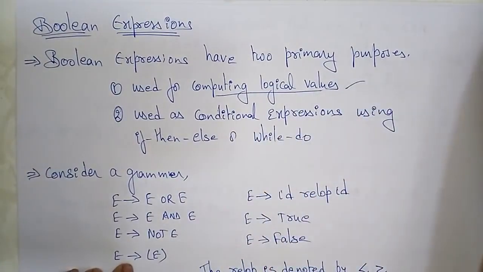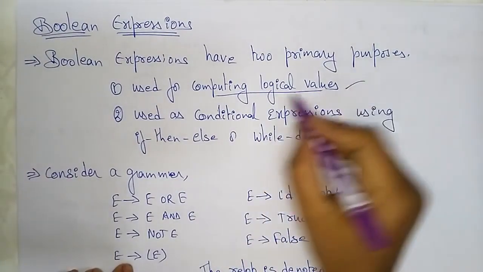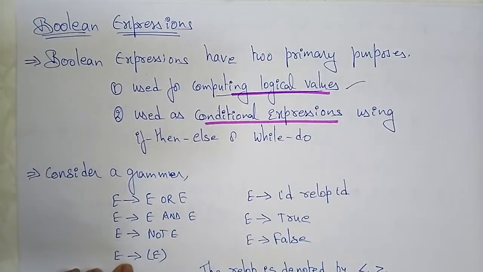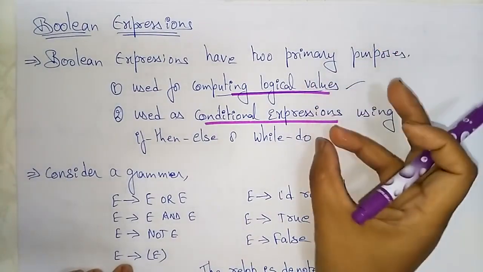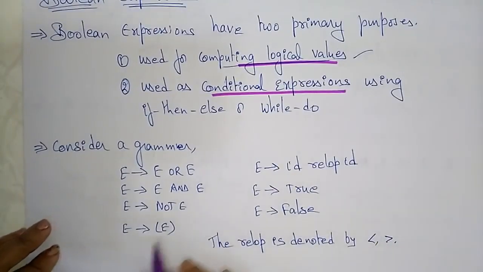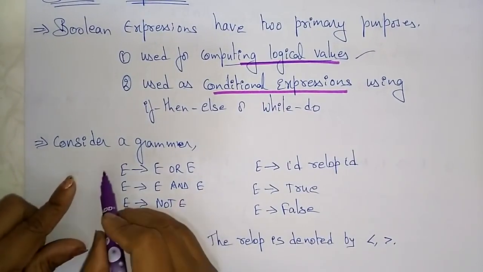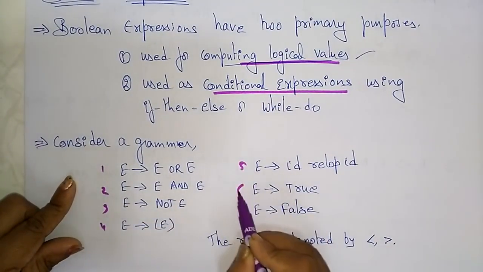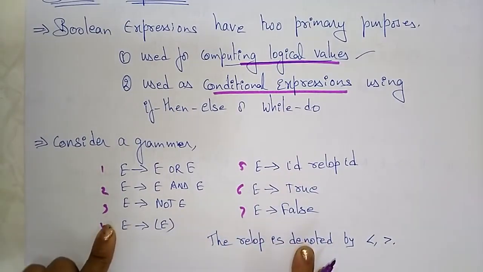So one thing is it is used for computing logical values, and next it is used as conditional expressions, like if, then, else, while, do, like that. Okay, one is the logical values and another is the conditional expressions. So consider a grammar here. I'm taking a grammar of different productions. 1, 2, 3, 4, 5, 6, 7, seven productions are there for this grammar.